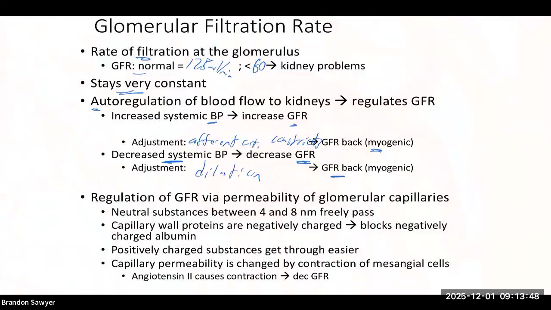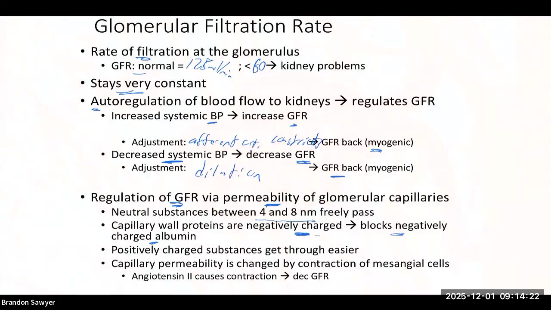Okay. We also regulate our GFR by changing the permeability of the capillaries in our glomeruli. Substances that don't have a charge, between this size here, 4 to 8 nanometers, can freely pass through. But our capillary walls have lots of negatively charged proteins in them, so that's going to block things like albumin, which would fit through that size, but that negative charge repels them.